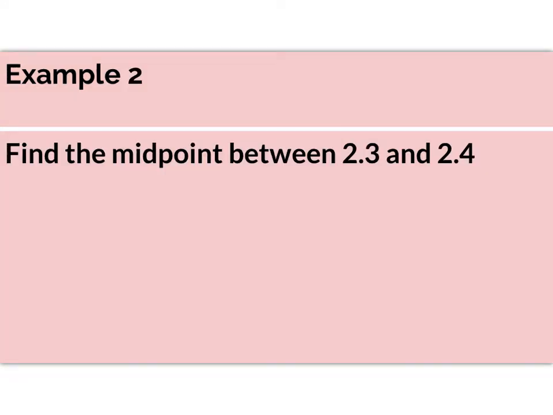Let's look at example 2. Find the midpoint between 2.3 and 2.4. All right, so the easiest way to do it is just add them up and then divide by 2. That's the easiest way to find midpoint. So when we say midpoint, we want 2.3 plus 2.4 divided by 2, which gives us 4.7 divided by 2. We know how to divide by 2, and we get 2.35. That is the midpoint. Easy enough.